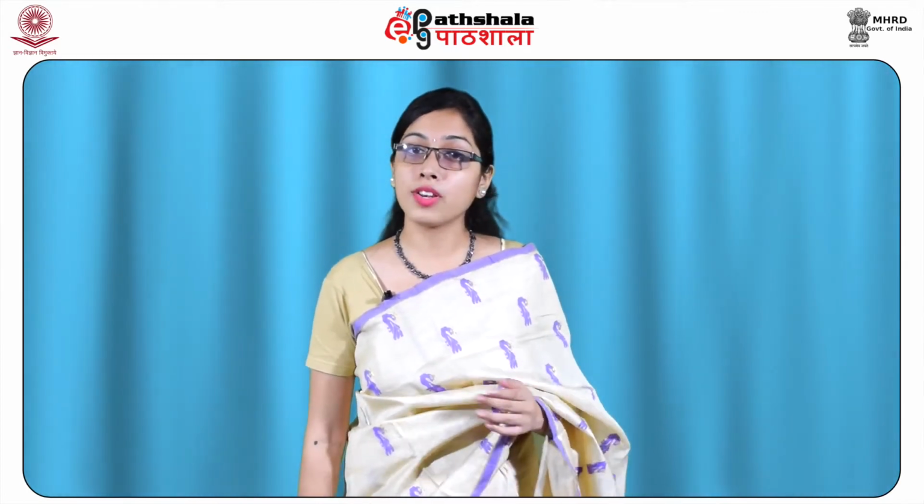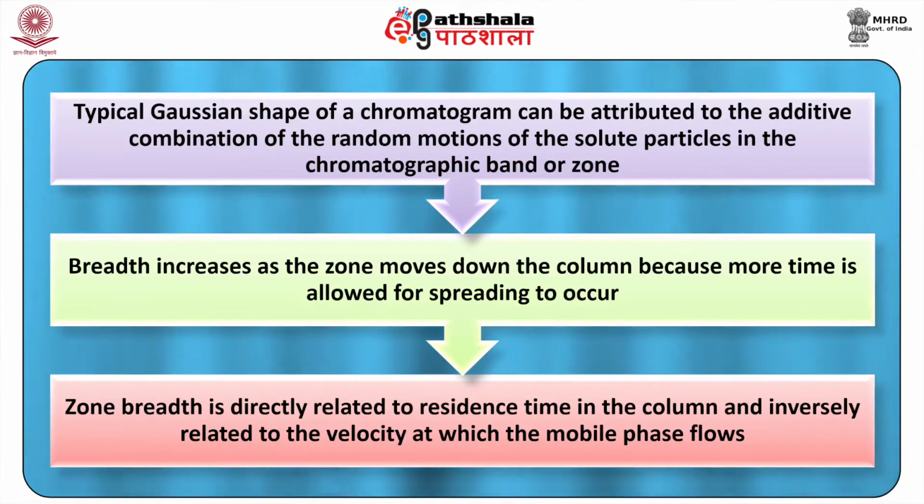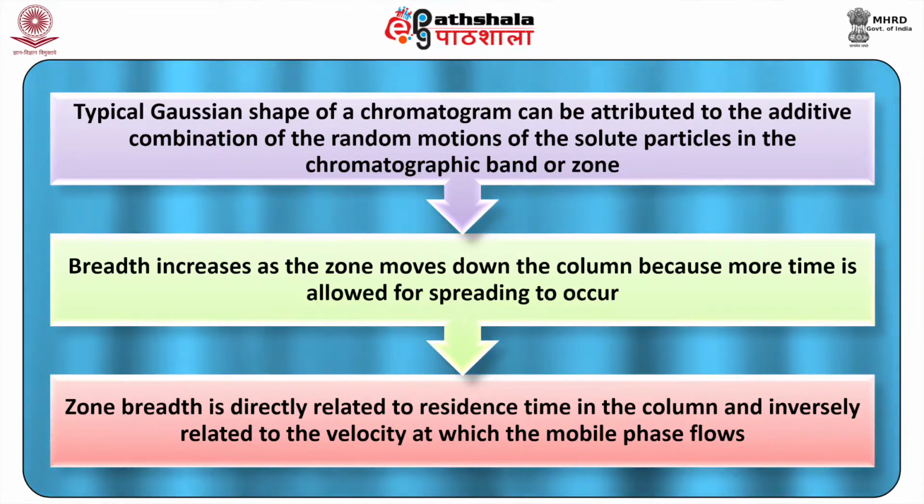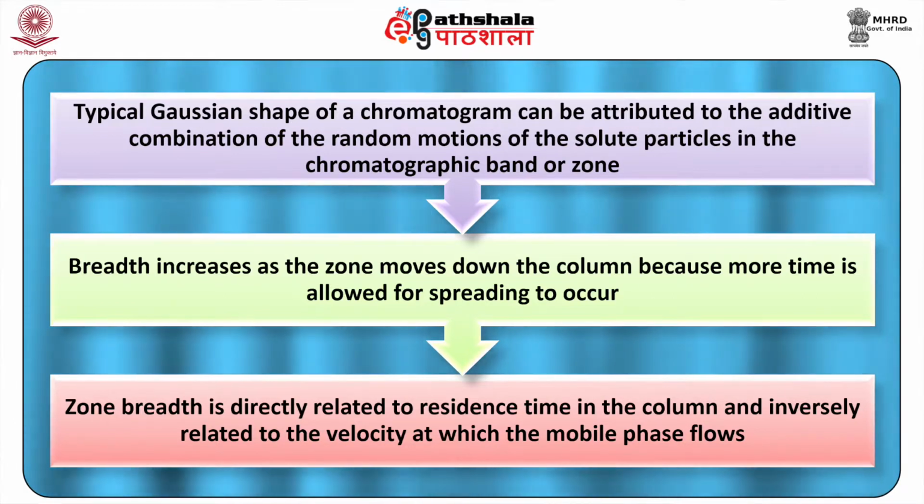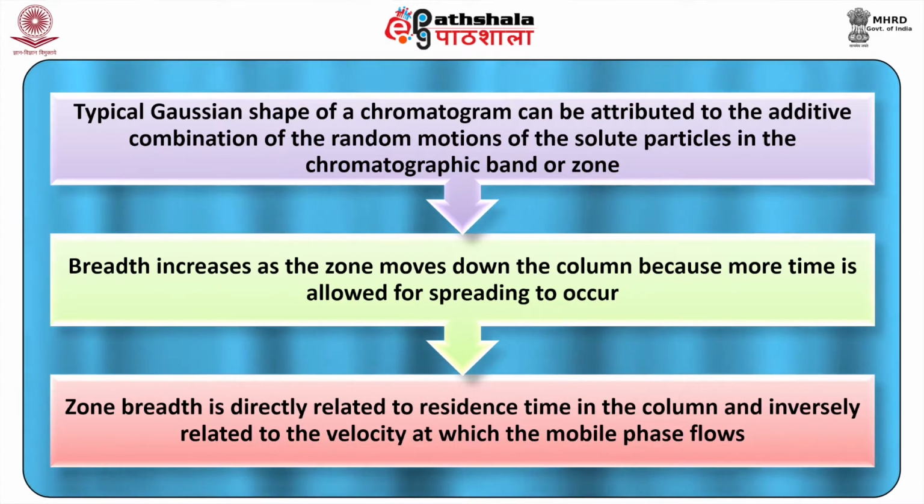The most common occurrences are for these uncertainties to cancel one another, thus leading to the mean value. With less likelihood, the summation may cause results that are greater or smaller than the mean. The consequence is a symmetric distribution of data around the mean value. In a related way, the typical Gaussian shape of a chromatogram can be attributed to the additive combination of the random motions of the solute particles in a chromatographic band or zone.